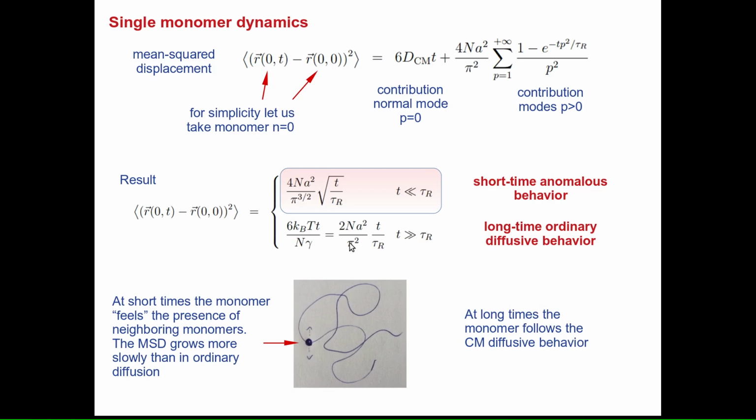We find some anomalous behavior at short times, but when I say short time, you remember that the relaxation time scales as the length of the polymer squared, right? So it can be a strong effect if the polymer is sufficiently long, right?